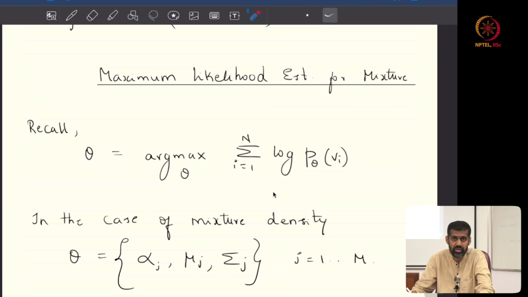So, mu is a vector of dimension d and sigma is a matrix of dimension d by d, and alphas are all scalars. Okay. So, these are the number of parameters that we should estimate.